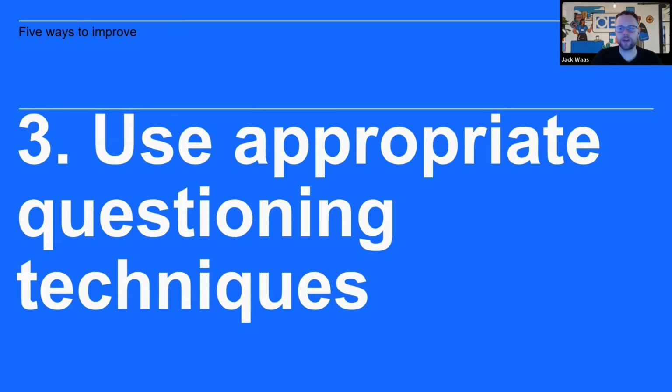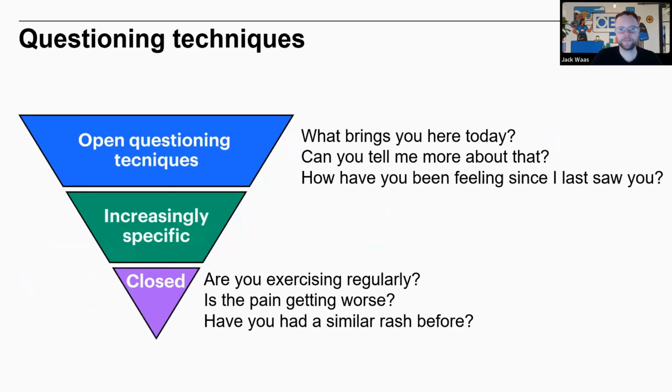Let's move on to the third way you can improve, and that is to use appropriate questioning techniques. Understanding how to choose between open and closed questioning styles at different points of the interview is important in the patient-centered approach. An effective healthcare professional uses open questioning techniques first to understand the problem from the patient's perspective. Later, the approach becomes more focused with increasingly specific and then closed questions.